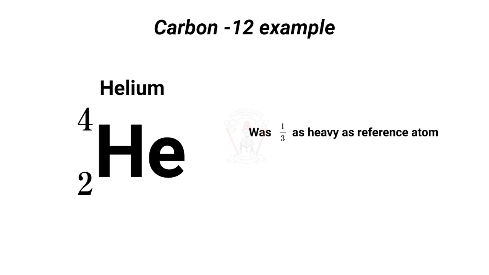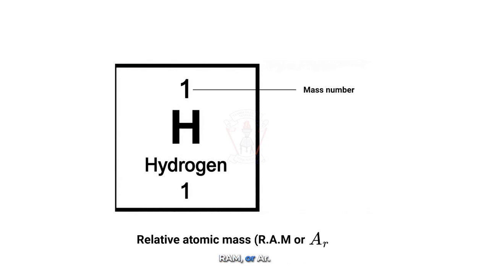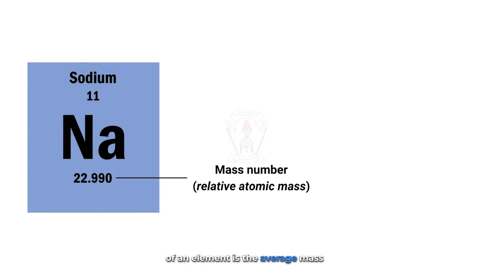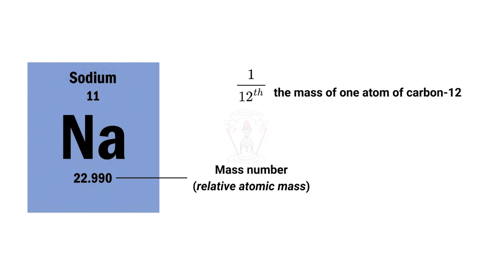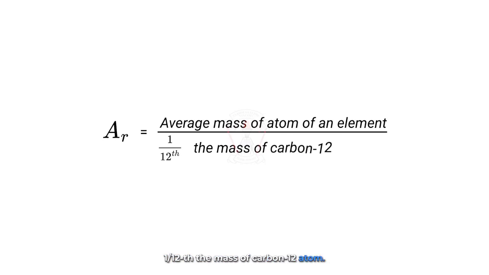The mass of an atom obtained by comparing it with the arbitrary mass of a carbon-12 atom is called its relative atomic mass, that is RAM or Ar. The relative atomic mass of an element is the average mass of one atom of the element relative to 1/12 the mass of one atom of carbon-12. Therefore, RAM may not necessarily be a whole number. That is, Ar equals average mass of atom of an element over 1/12 the mass of carbon-12 atom.